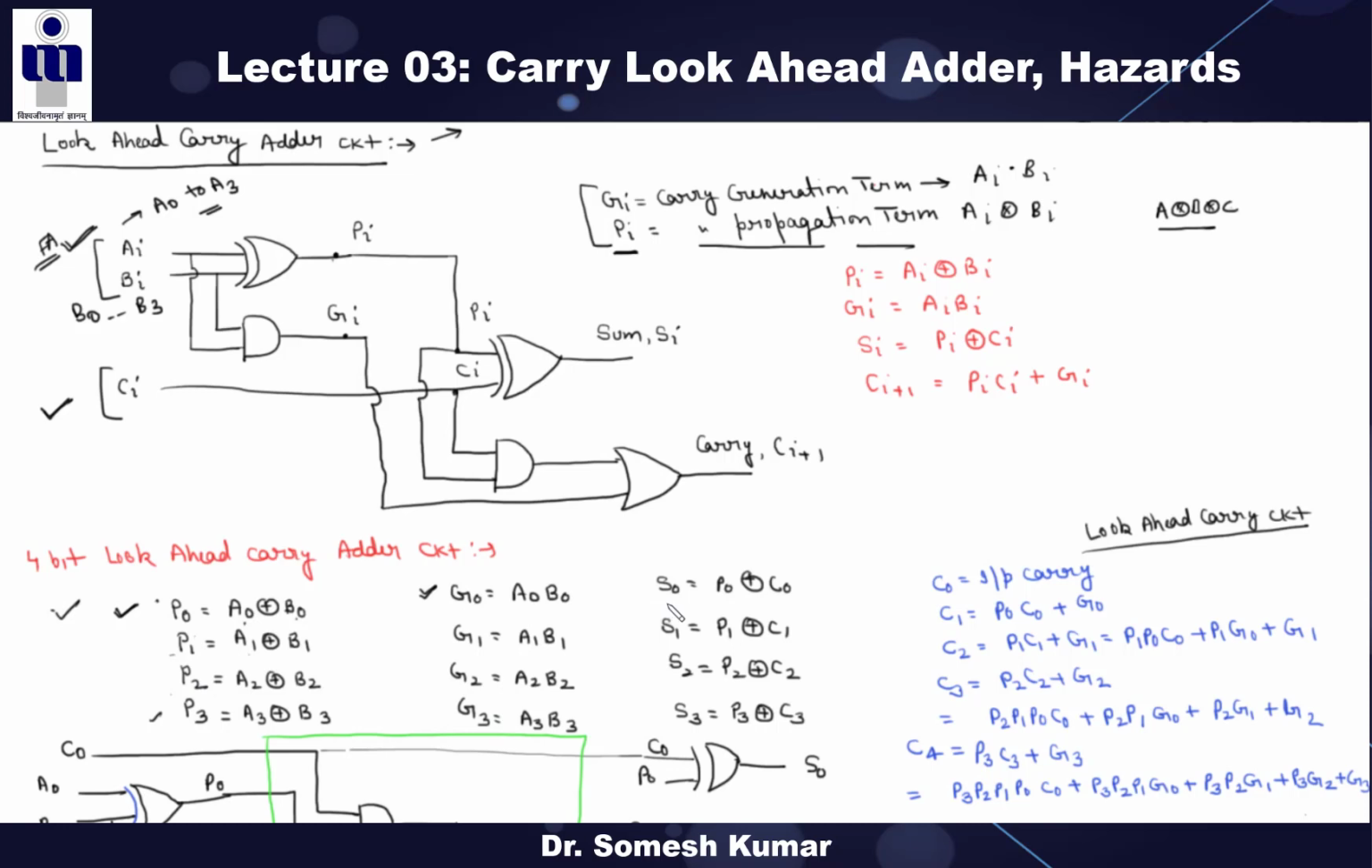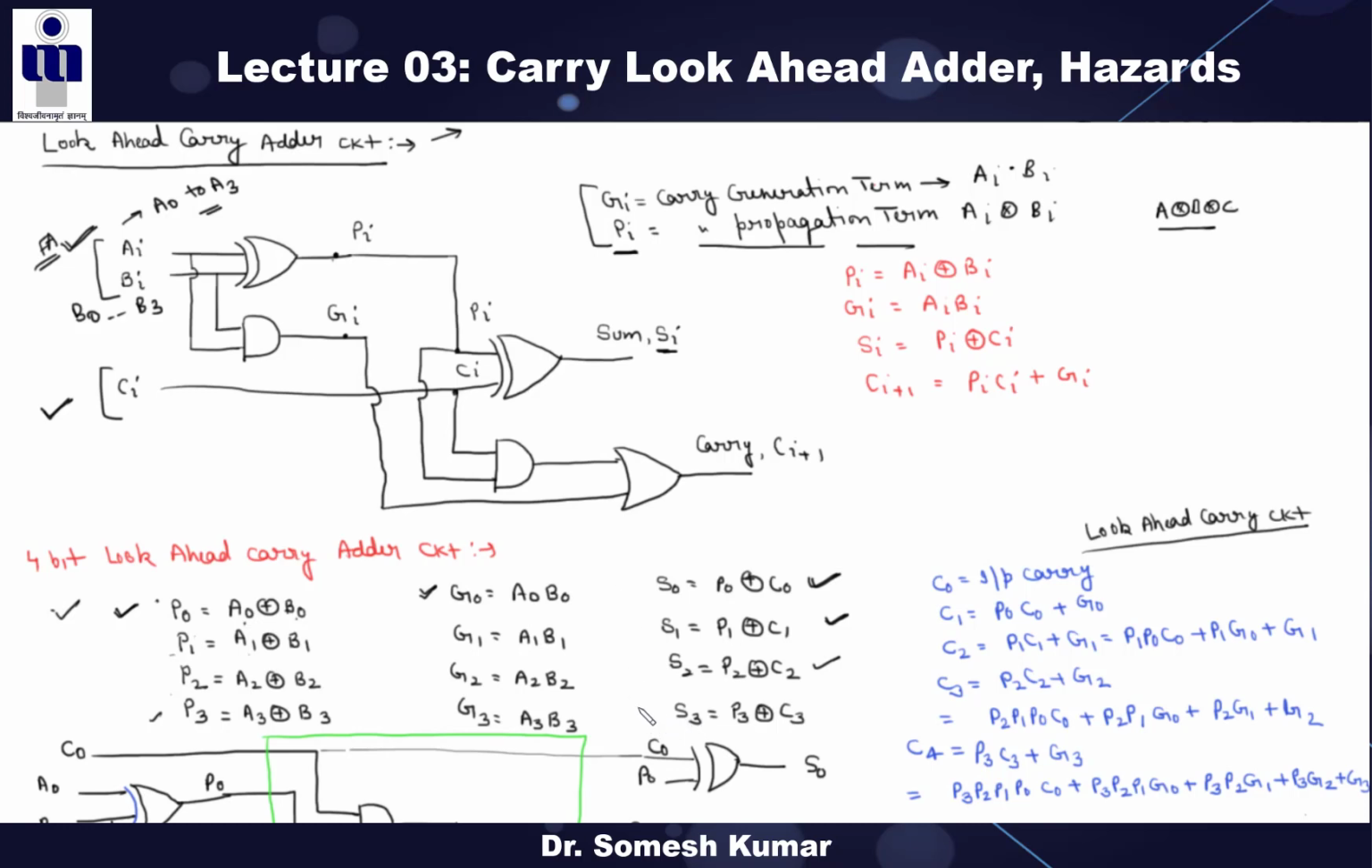So what is S0 from here? You know S0 is the XOR of P0 and C0, right? In other words, we can write this is your S0. Similarly, what is S1? S1 is P1 XOR C1. What is S2? S2 is P2 XOR C2. Similarly, S3 is P3 XOR C3. Now the sum is fine, okay?